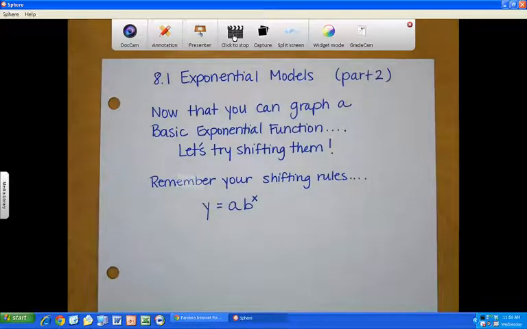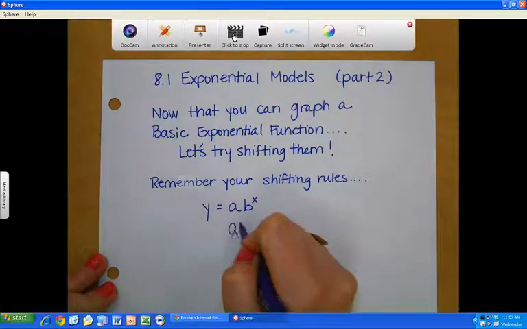Now that you can graph a basic exponential function, we're going to shift them. So we want to try to remember our shifting rules. They're the same rules you've used for parabolas, for absolute value, for square root. None of that's changed, just the parent function has changed. So let's think about it.